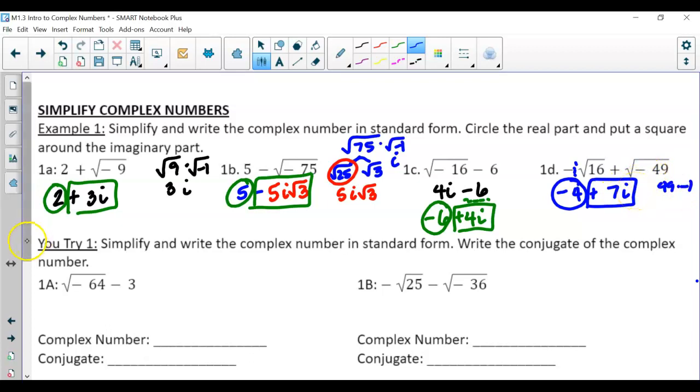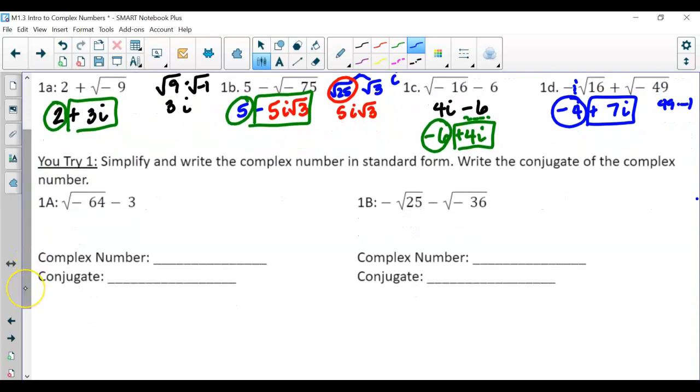Go ahead and pause the video and try the two Try-Its on your own. But for this, you're getting not only the complex number like what we did, but now write the conjugate. So again, identify the imaginary part and change the sign of the imaginary part to get the conjugate.